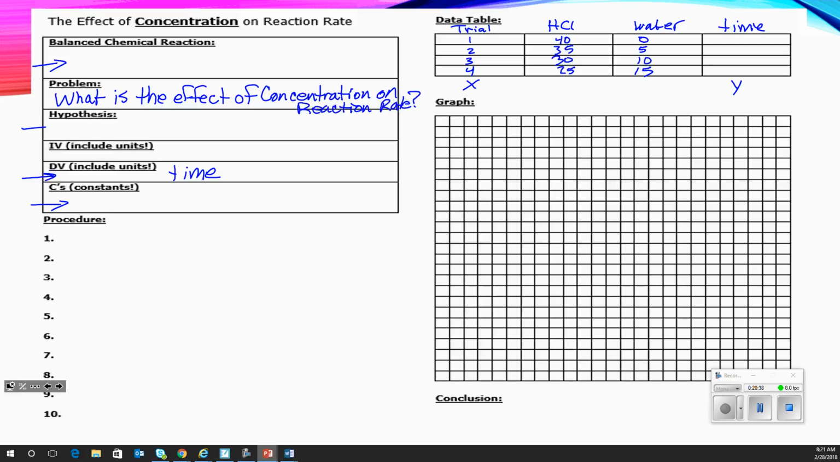Okay, so now that I've got the table set up, it makes it a little bit easier to do the procedure because I can say in my procedure, collect all the things that are needed and list them. I can say, set up trial 1. I can say, get magnesium strip, split it into 4 equal pieces. And I can say, drop the magnesium strip into the well and time. Then repeat for 2, 3, and 4 steps, whatever through whatever.